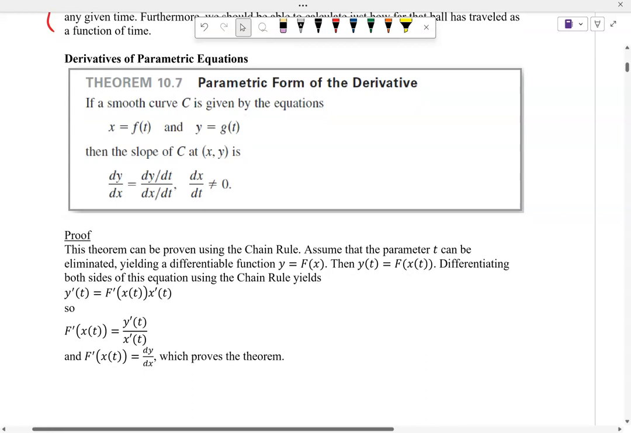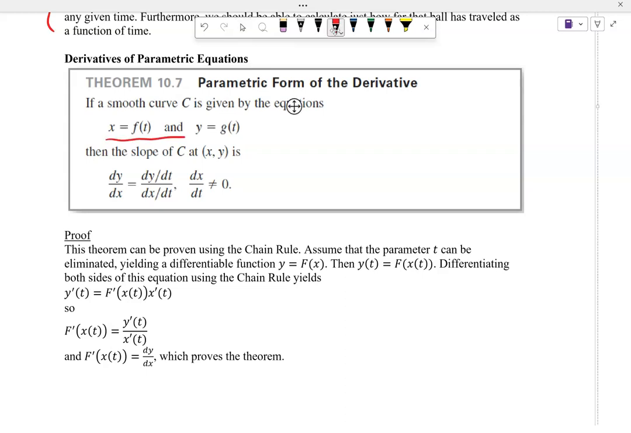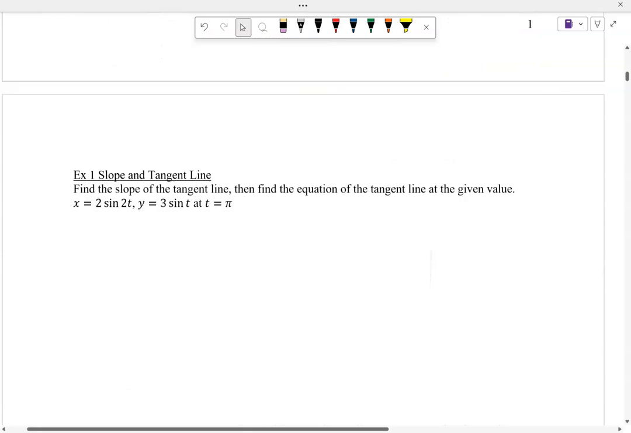So the parametric form of the derivative. If x equals f of t, you've got your parametric curves here. Y is defined in terms of t as well. Then dy/dx is dy/dt over dx/dt. Now dx/dt cannot be 0. And you can read through that proof if you'd like to in your own time.